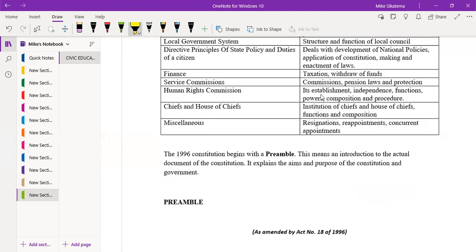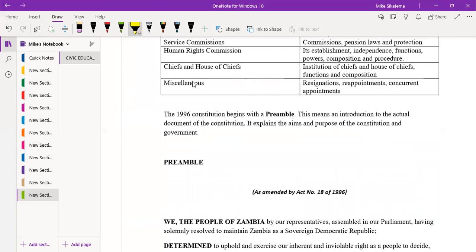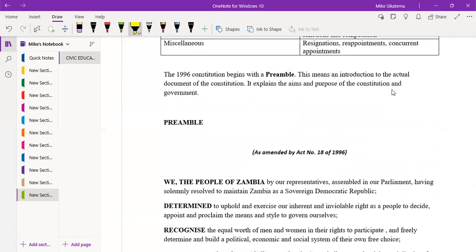Finance: taxation, funds, capital, service commissions, pension laws and protection. The Human Rights Commission is extremely important: its establishment, its independence, its functions, powers, composition, and procedures. Chiefs and House of Chiefs: customary law, institution of chiefs and House of Chiefs, functions and composition, as well as the miscellaneous or other provisions. They are significant but less significant. Resignations, reappointments, concurrent appointments.